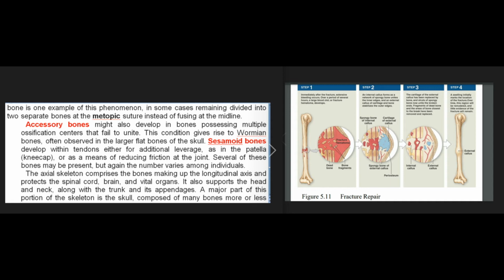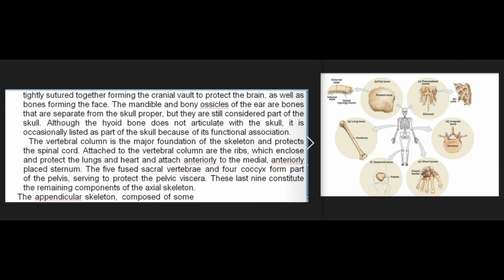A major part of this portion of the skeleton is the skull, composed of many bones more or less tightly sutured together forming the cranial vault to protect the brain, as well as bones forming the face. The mandible and bony ossicles of the ear are bones that are separate from the skull proper, but they are still considered part of the skull. Although the hyoid bone does not articulate with the skull, it is occasionally listed as part of the skull because of its functional association. The vertebral column is the major foundation of the skeleton and protects the spinal cord.